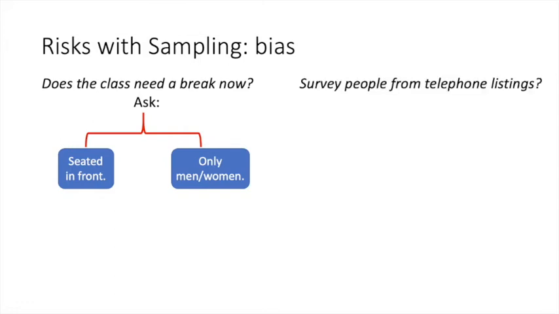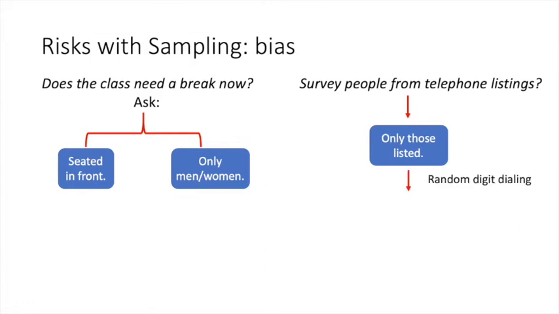Now consider another situation where you want to gain people's opinion on some product or issue. So you contact people from the telephone listings only. Does that produce a representative sample? Now, not everyone may be listed. So to avoid that, a technique called random digit dialing can be used, where digits are randomly selected to make a phone number. Hence, we can reach the non-listed people as well. So are we good?